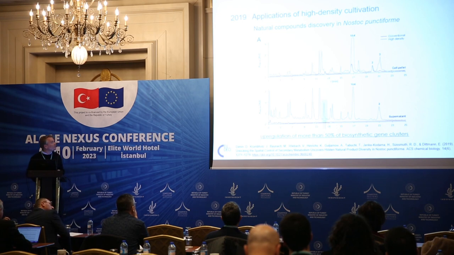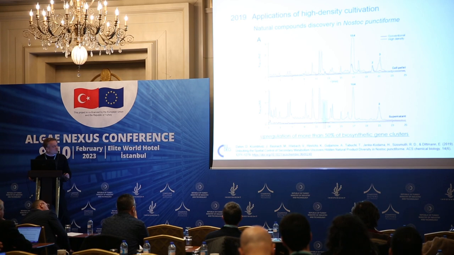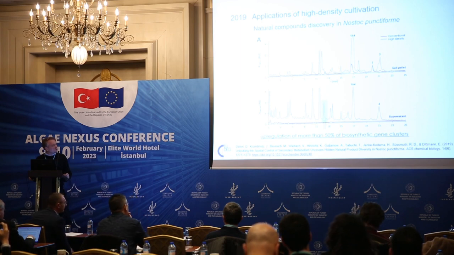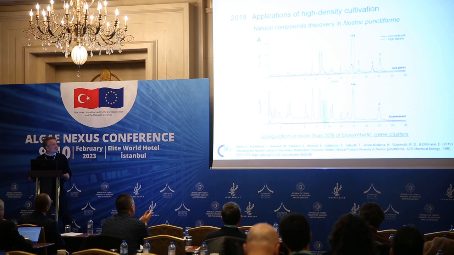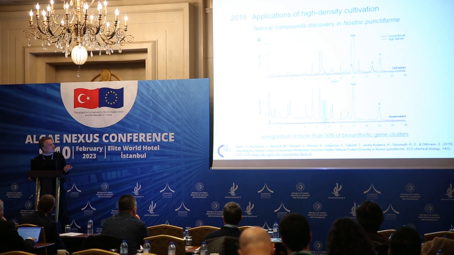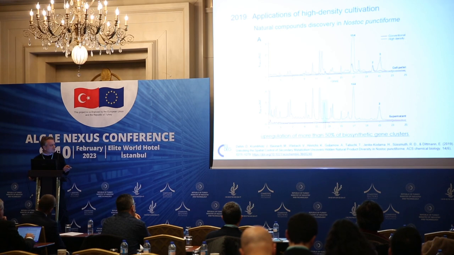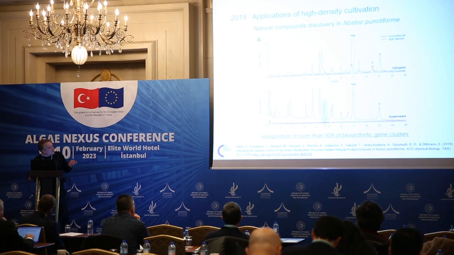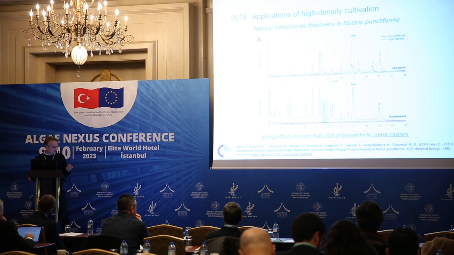The same group also published a paper in 2019 where they were comparing the natural compounds in this Nostoc punctiforme, and here you can see the difference in the amount of natural compounds between these two cultivation methods. So the blue line shows the amounts of natural products in the high-density culture, and it is obvious that an upregulation of more than 50% of biosynthetic gene clusters is present. I mean, it speaks for itself.